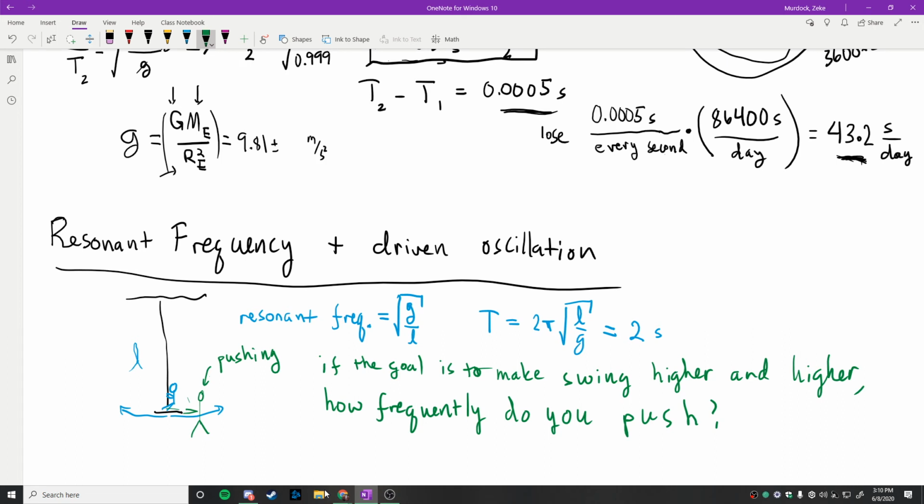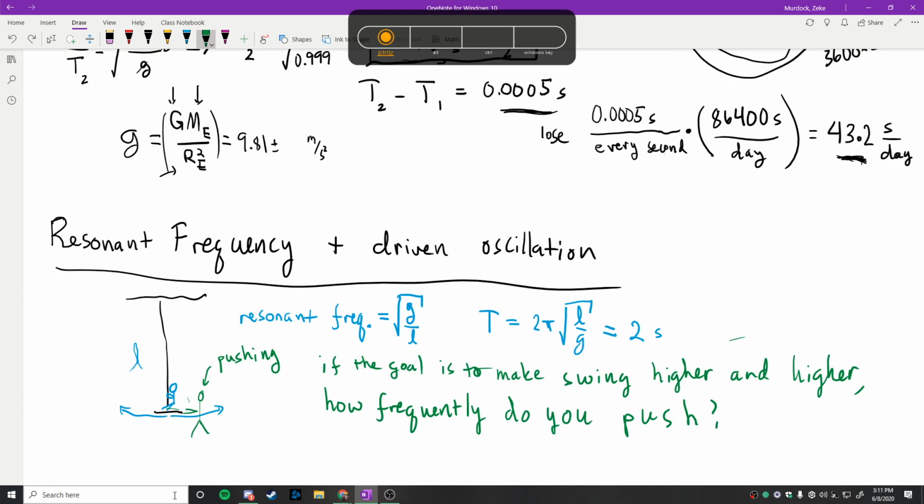Every 2 seconds. That's exactly right. Because if you do it any more frequently than that, you're actually going to do the opposite of what you want. Let's say you push every 1 second. What's going to happen? The person swings up, and then they get back to here, but they're going in this direction, and you're pushing them to the left. That's actually going to make them stop. And then they swing back this way after you push, they swing back to here again, and now you push while they're going this way. Well, that's actually going to help.